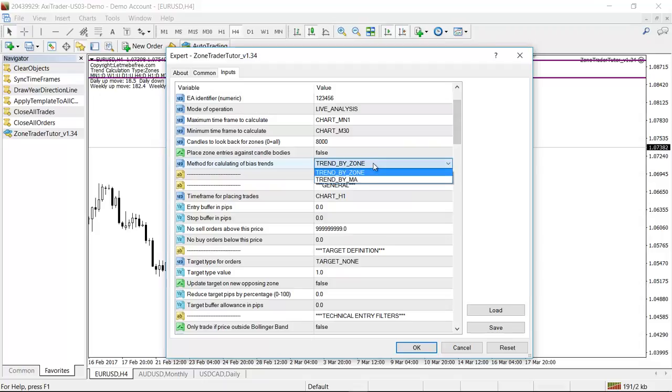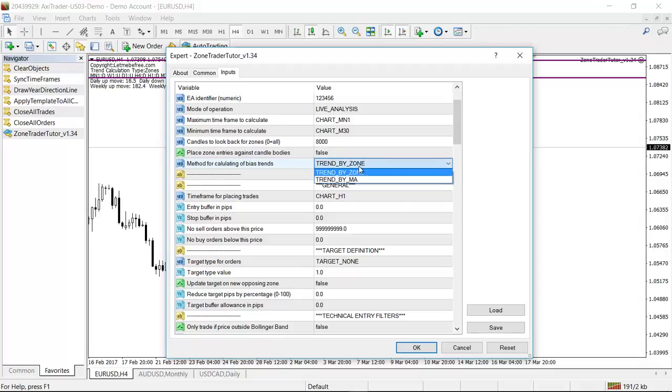We can change the definition of how zones work, or how the trend is defined. My preferred value is trend by zone, and what this is doing is really looking at the most recently touched zone to determine whether the trend is up or down, with a couple of other influences on that, just to make it a little bit more accurate. For example, if price has actually closed within that zone previously, then that zone gets ignored.